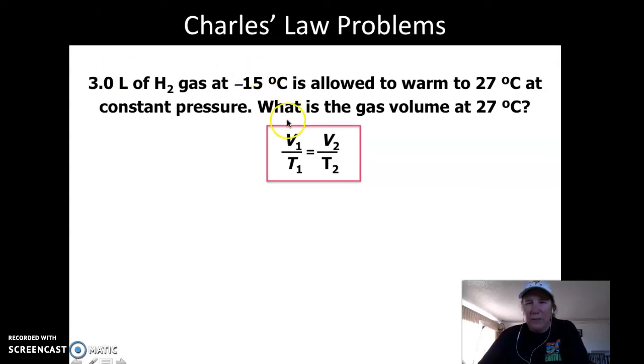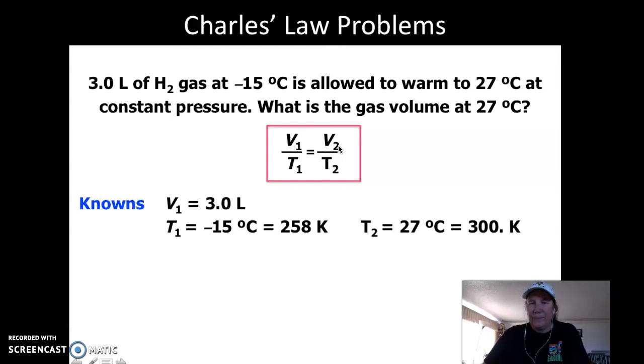So what do we have here? We have the first volume, the first temperature, and the second temperature, and we're going to try to find this volume. Basically, if I take T2 times V1 divided by T1, I'll get V2. Okay, so we got the numbers. Again, we have to change these to Kelvin. If we add 273 to minus 15, we get 258. We add 273 to 27, and we get 300. So there's our Kelvin temperatures.